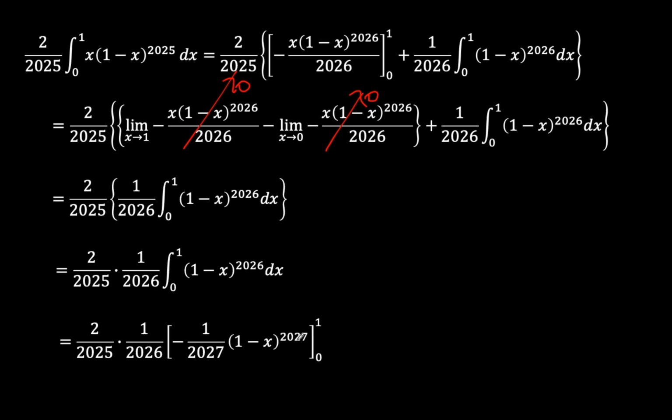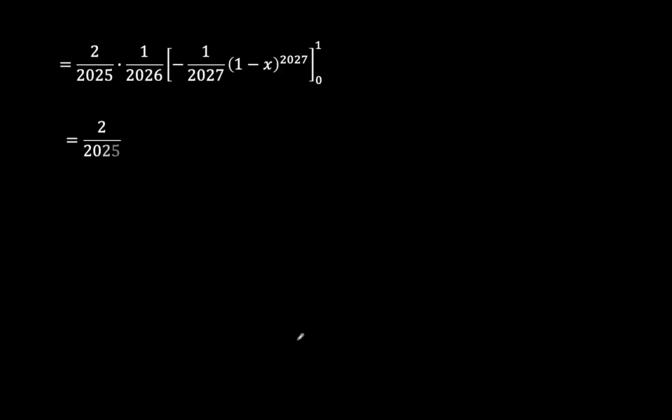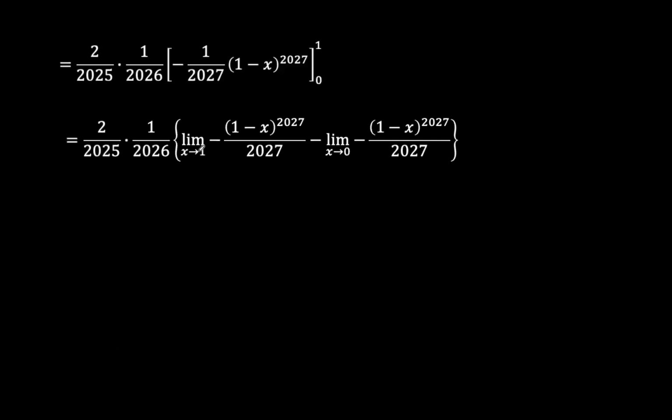So with the limits taken appropriately, we can see that as x tends to 1, 1 minus 1 is 0, so this part tends to 0. And then as x tends to 0, this is 1 minus 0, so this tends to 1 over 2027, negative and negative, this becomes a positive. So we have 2 over 2025 times 1 over 2026 times 1 over 2027 as our answer.